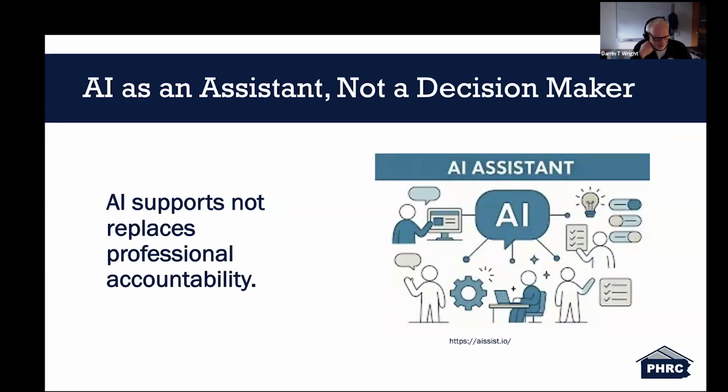And AI as an assistant. AI should be viewed as an assistant that supports your work. It provides recommendations and insights, but does not make final decisions. Maintaining control over the process ensures that results are accurate and appropriate for each project.